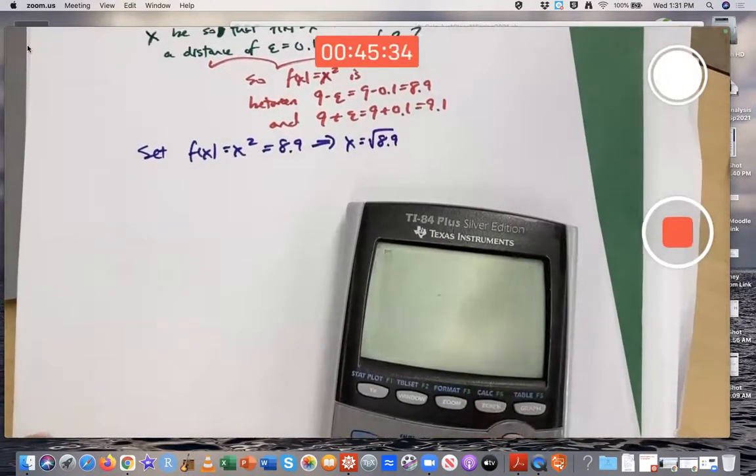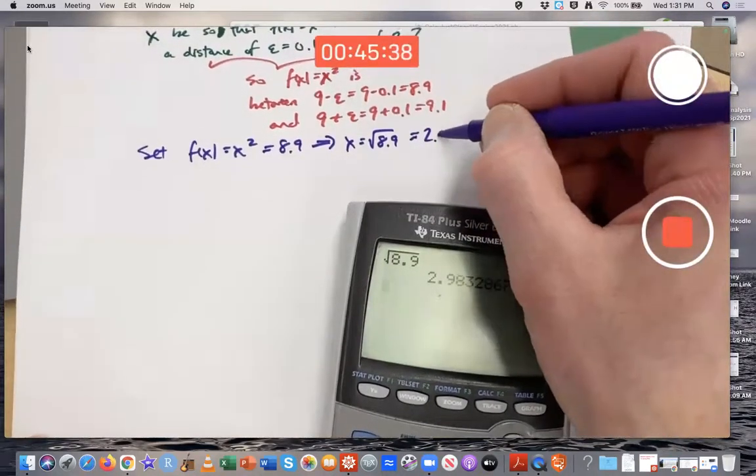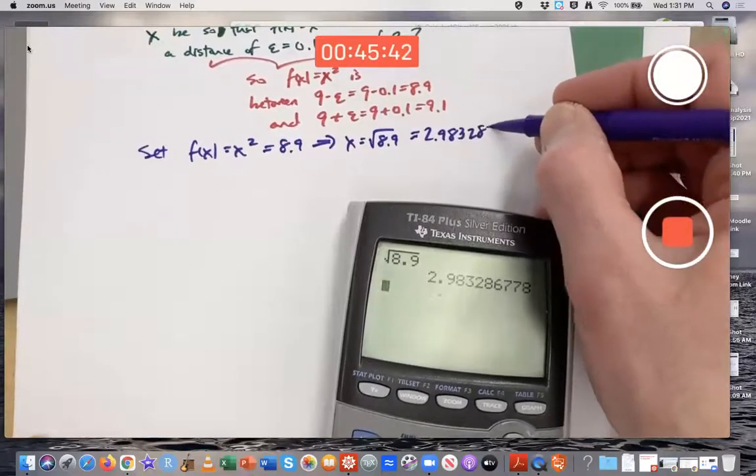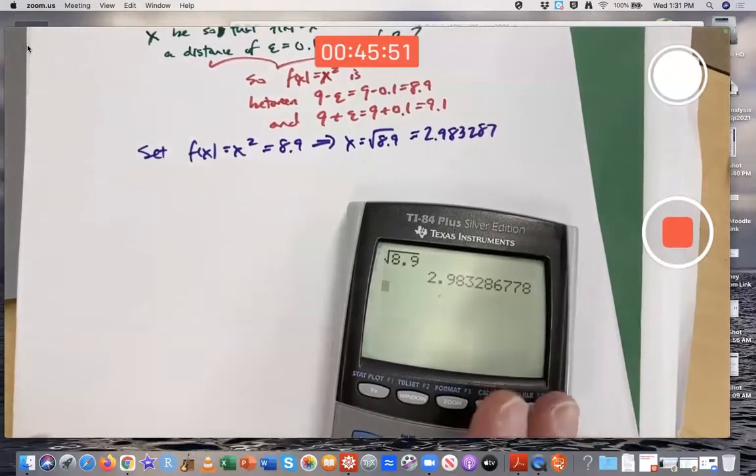Square root of 8.9 is about 2.983287. I'll round it to that far. I don't need to go that far, but it's all right.